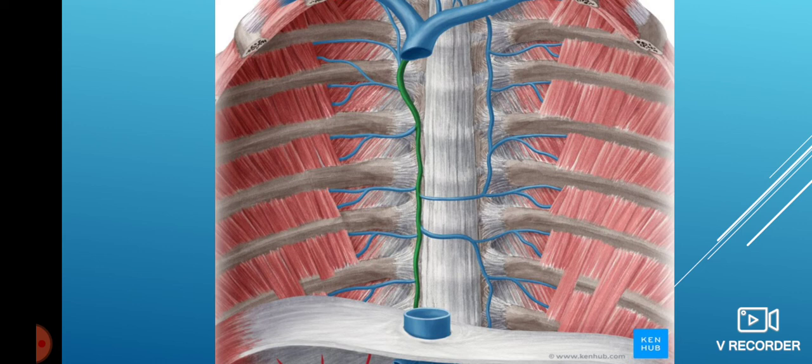After being formed, it pierces the diaphragm to enter the thoracic cage. In the thoracic cage, it passes along the right side of the vertebral column, and when it reaches the T4 vertebra, the fourth thoracic vertebra, it forms an arch and joins with the superior vena cava. So it is connecting the inferior vena cava with the superior vena cava.